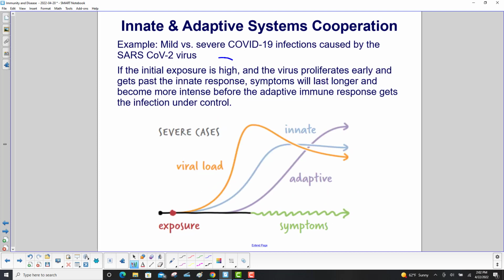But if the initial exposure is high and the virus proliferates early, and here's your viral load increasing very quickly, and it gets past the innate response, right? The innate response is doing its best, but it can't manage it totally. The symptoms will last longer and become more intense before the adaptive immune system, see, it's starting here where the viral load has already peaked. Okay, so the adaptive response takes a little time to get going, and it takes more time for it to get the infection under control.